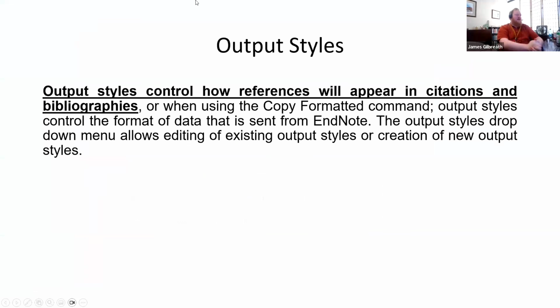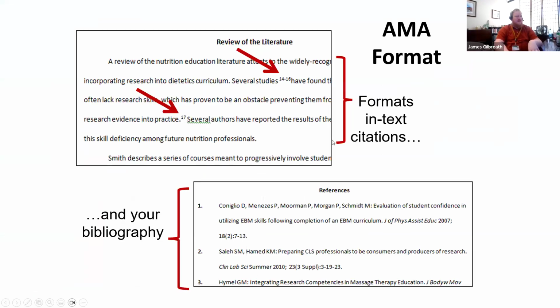Okay, output styles. Output styles control how references will appear in citations and bibliographies, or when using the copy formatted command. Output styles control the format of data that's sent out of EndNote. The output styles drop-down menu allows editing of existing output styles or creation of new output styles. So for example, your output style will impact your in-text citation and your bibliography.